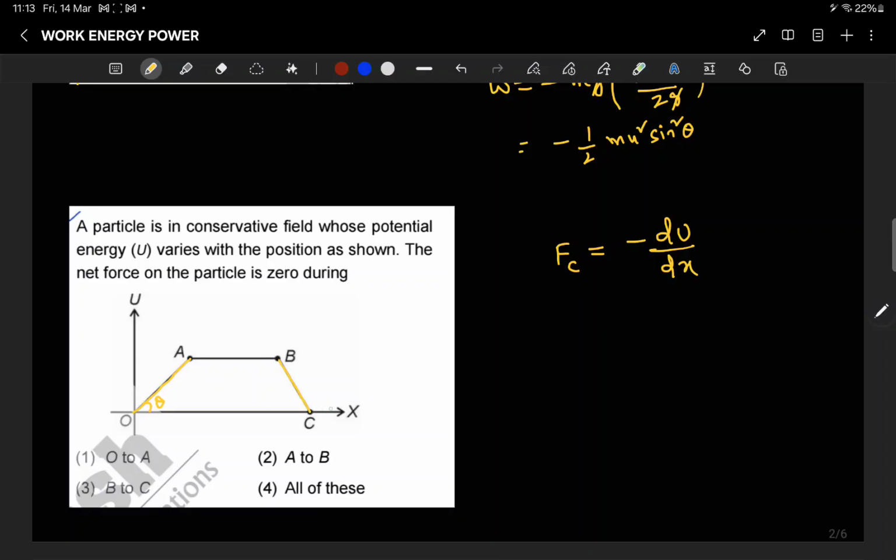In OA, the slope is not 0, students, theta is not 0. BC also, theta is not 0, here the slope is negative. In the AB part, with respect to horizontal, theta equals 0. That means in the AB part the force is 0. By differentiation, the force in the AB part is 0. So the force is 0 from A to B, the second option is correct. Clear, students?